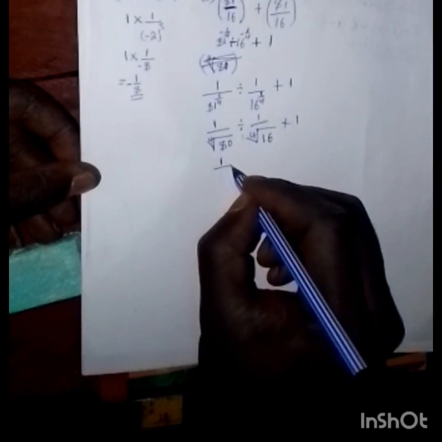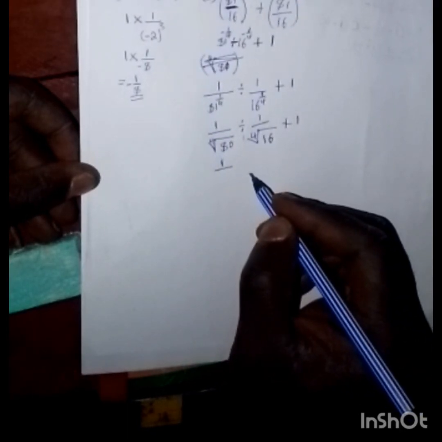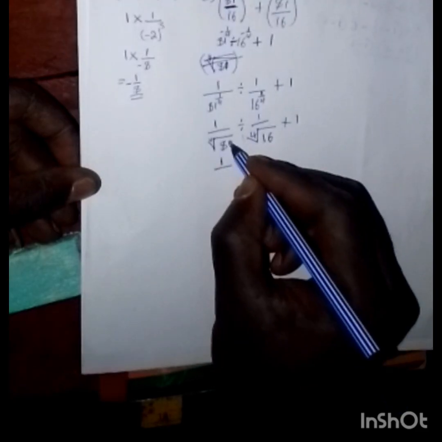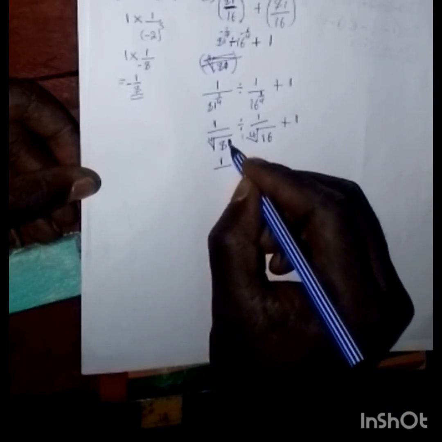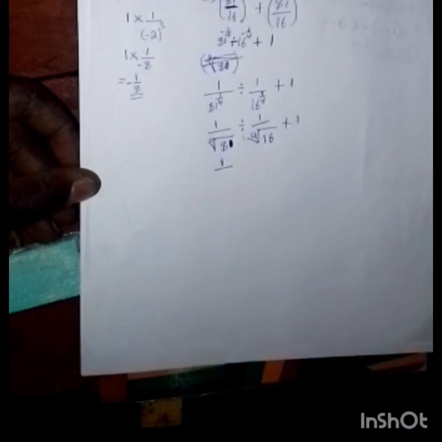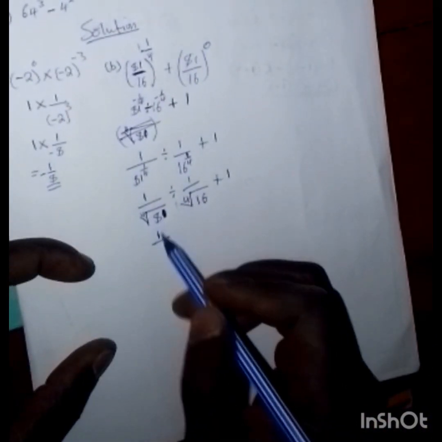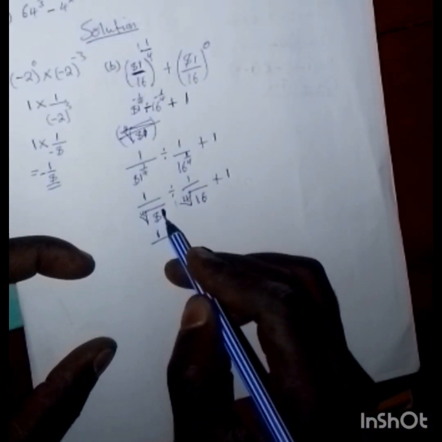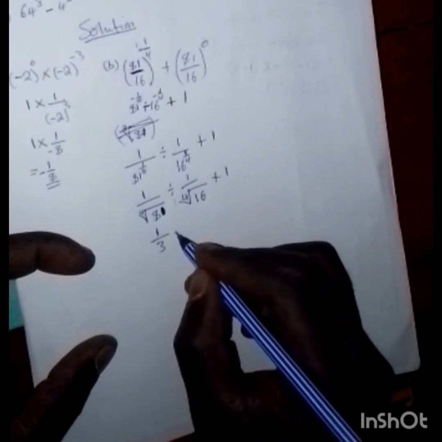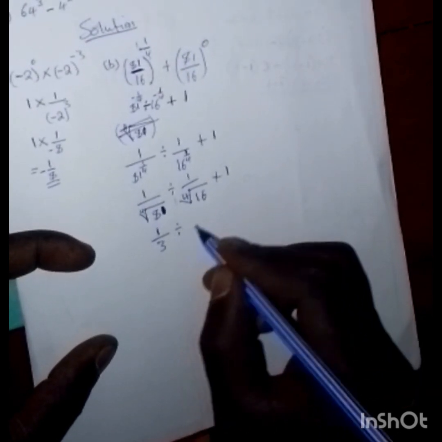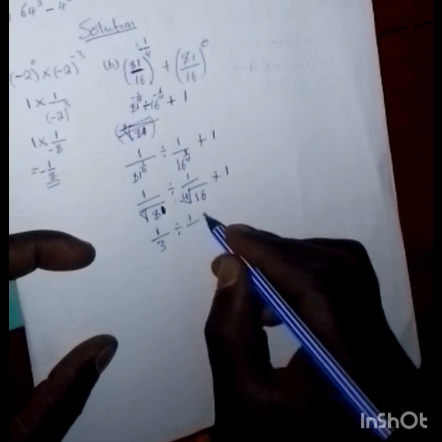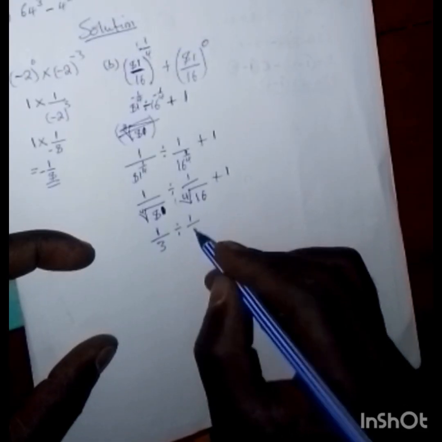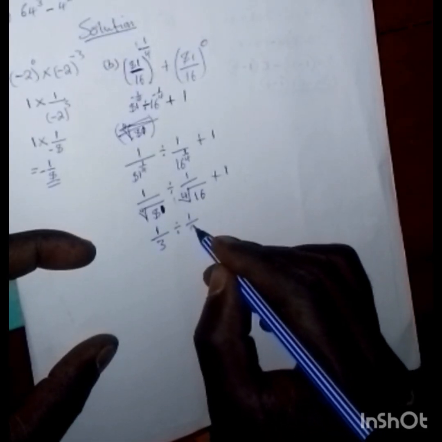So this is 1 over, what is the fourth root of 81? The fourth root of 81, that is 3. Then you divide by 1 over, what is the fourth root of 16? We have got 2 there.